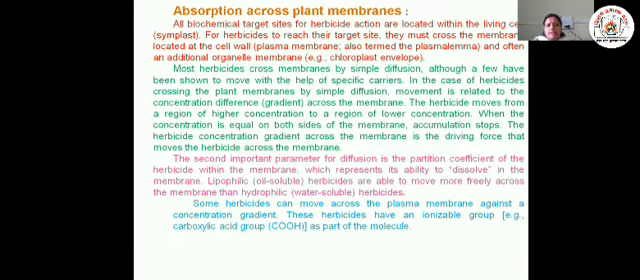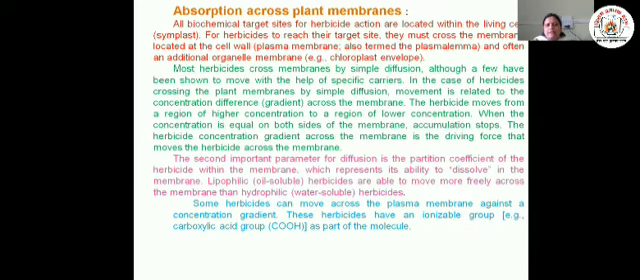Okay. There are also additional organelle membranes, like the chloroplast envelope. Most herbicides cross these membranes by simple diffusion only, although a few have been shown to move with the help of specific carriers. Some herbicides need specific carriers.